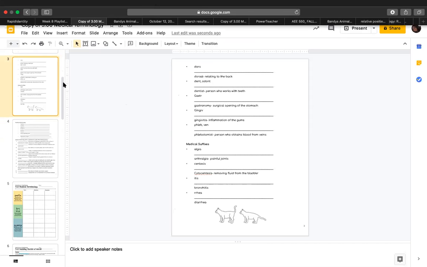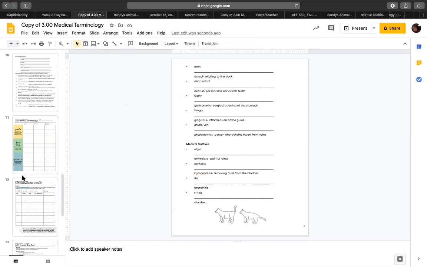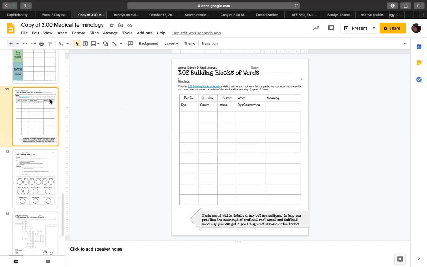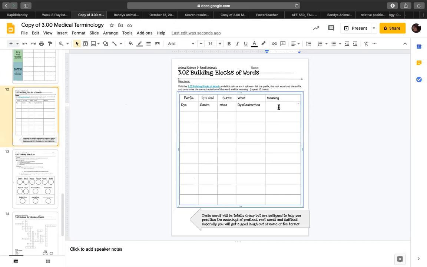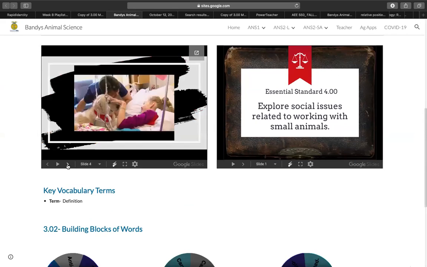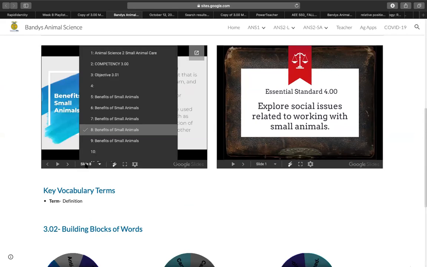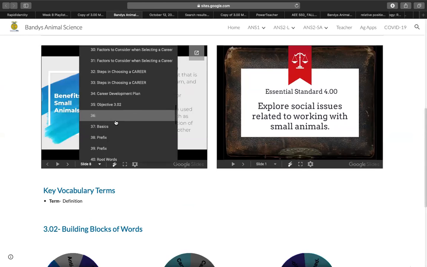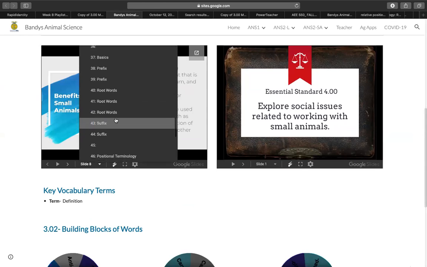So then you're going to go back to your chart and you're going to put what that means. So you just write the meaning of what it would mean, whatever that word would be. You can also use this PowerPoint up here if it'll let you access it to get to your meanings easier if you would rather do it that way.